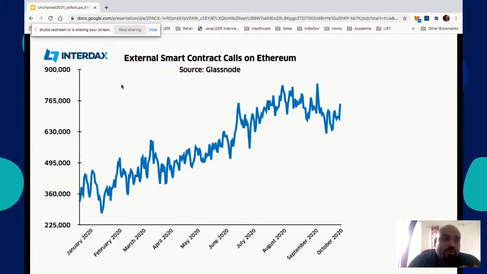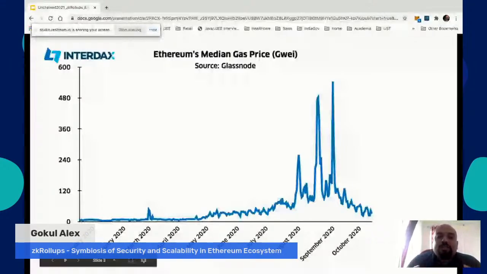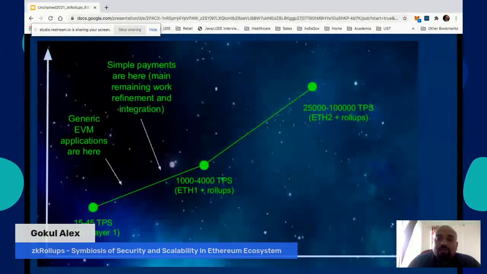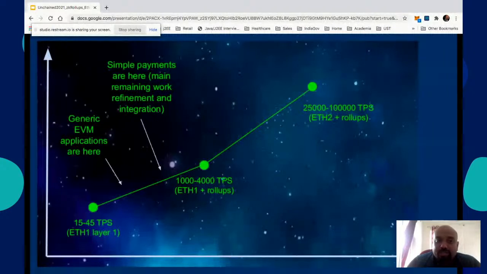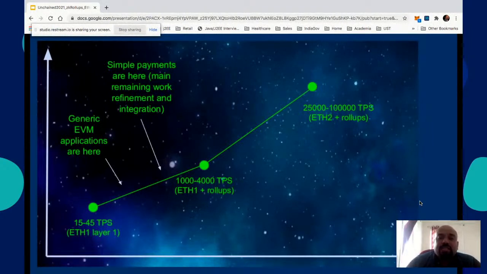And we know there are some protocols like Chainlink and Teller, a lot of smart contracts, right? So that's the specter of external smart contract calls, and due to that, we have seen the median gas price on the Ethereum ecosystem skyrocket. And then came a famous tweet from Vitalik Buterin, the inventor or the founder of the Ethereum protocol. He came up with a roadmap where he talks about the promise of roll-ups on Ethereum.